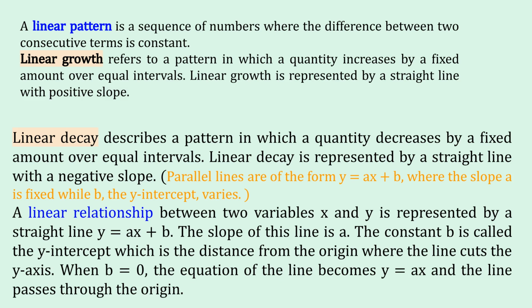Parallel lines are of the form y equals ax plus b, where the slope a is fixed while b, the y-intercept, varies. A linear relationship between two variables x and y is represented by a straight line y equals ax plus b. The slope of this line is a. The constant b is called the y-intercept, which is the distance from the origin where the line cuts the y-axis. When b equals 0, the equation of the line becomes y equals ax, and the line passes through the origin.